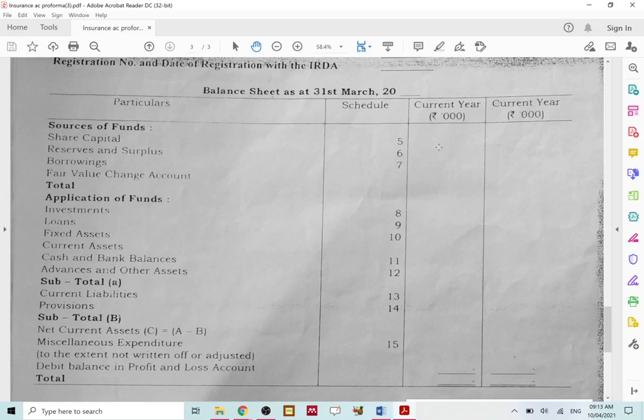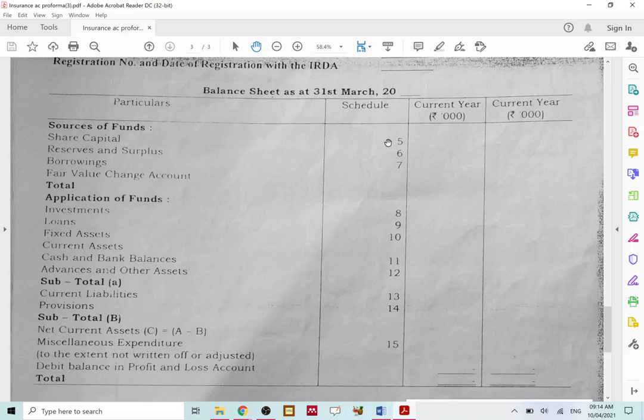The profit and loss account doesn't have schedules that you have to separately prepare additional notes for, or do separate calculations. But in case of revenue and the balance sheet both, you are going to prepare schedules. Just like we have notes to the balance sheet or notes to the P&L, you will have schedules to be prepared. Okay, so let's take a look here. Share capital, reserve, surplus, borrowings and all that, and then you of course have your assets.